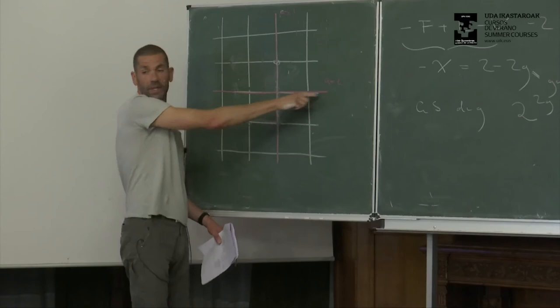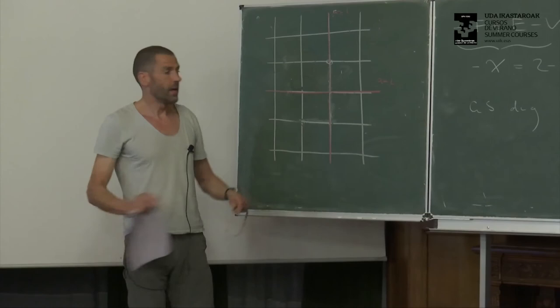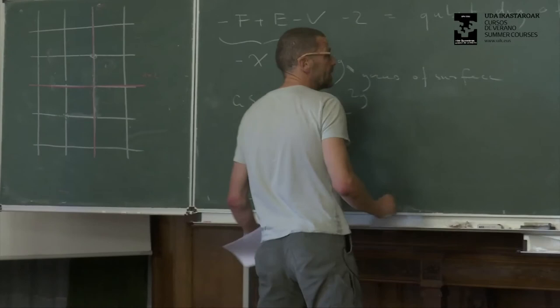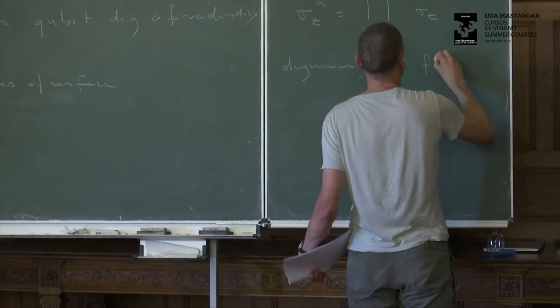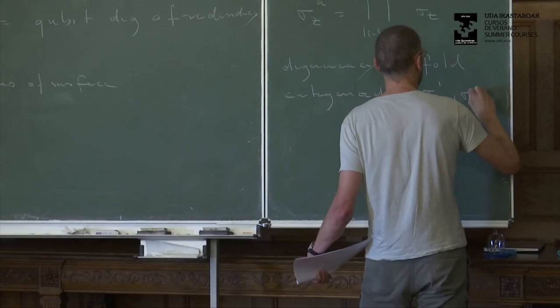So we have 4 choices: 1, 2, 1, 2, a four-state degeneracy in our ground state space. Clear? And these states are very useful, the difference between these states. So the degeneracy is here fourfold and categorized by the two eigenvalues of sigma z1 and sigma z2.